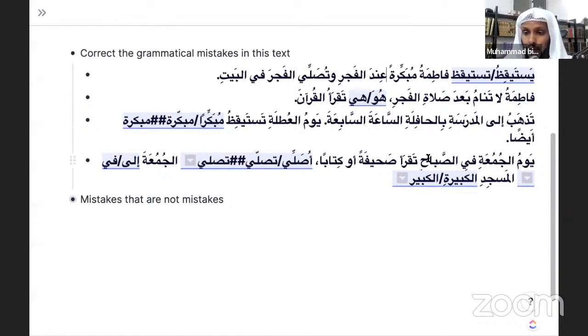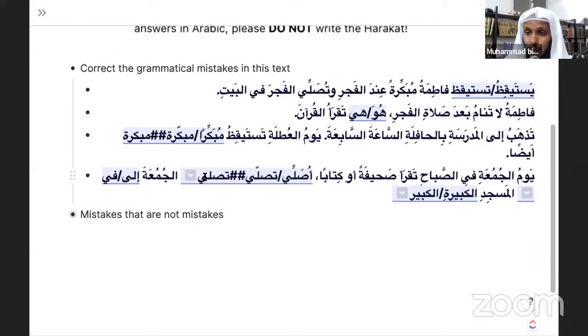يوم الجمعة في الصباح تقرأ صحيفة أو كتابا أصلي الجمعة. I changed it from third person feminine to first person. How can I say أصلي? This whole text was about Fatima. How can I turn it all of a sudden into first person? So this was clearly wrong. أصلي الجمعة. You're not talking about yourself. We're talking about Fatima. أصلي الجمعة إلى. That was the question. إلى المسجد.